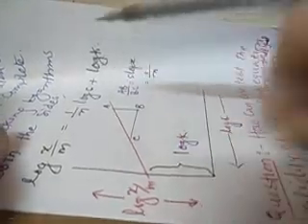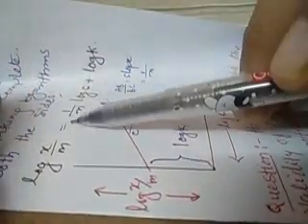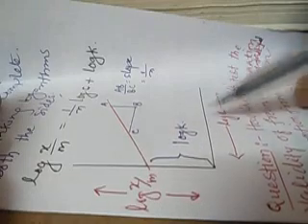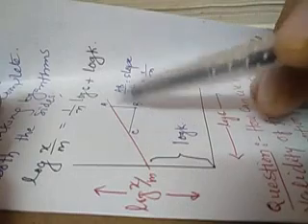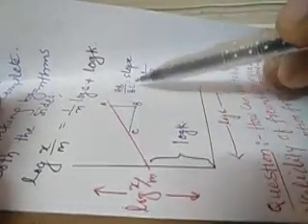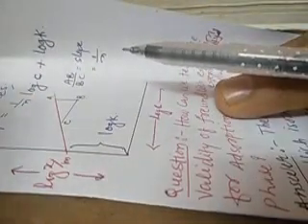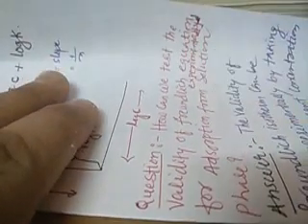If we plot a graph of log of x by m versus log of c, same as we have seen in the case of the Freundlich isotherm, we can see that the y-axis intercept is log of k, and the slope is equal to 1 upon n. This is how we understand it.